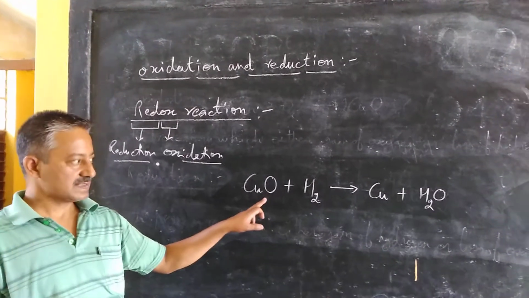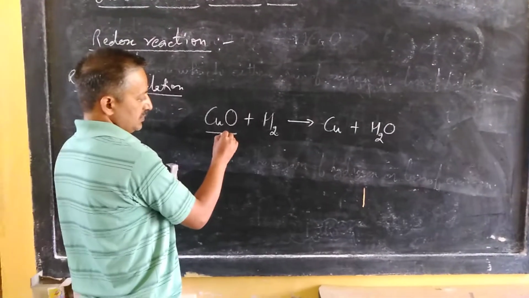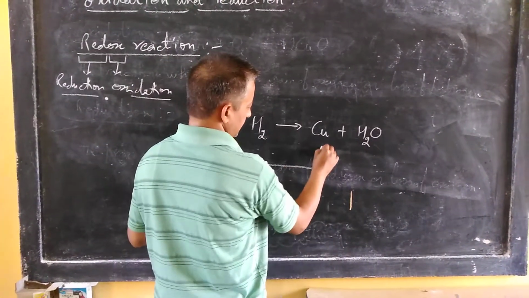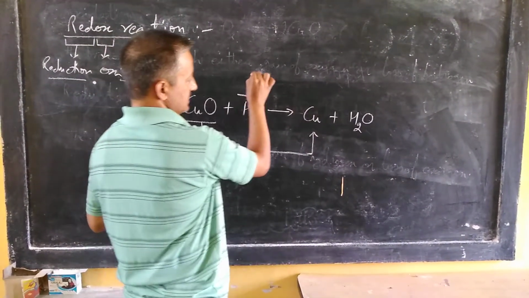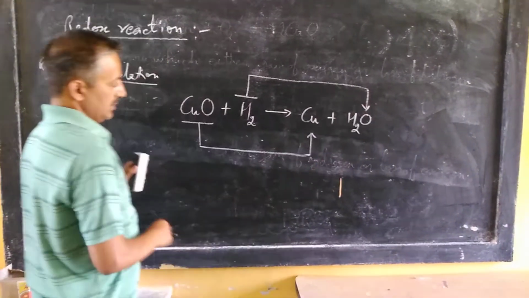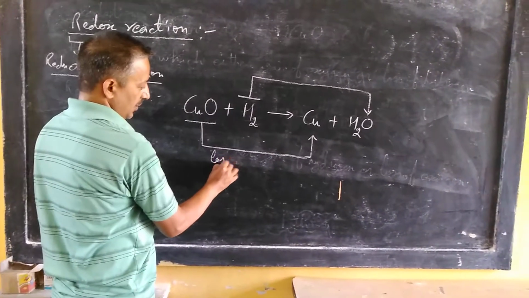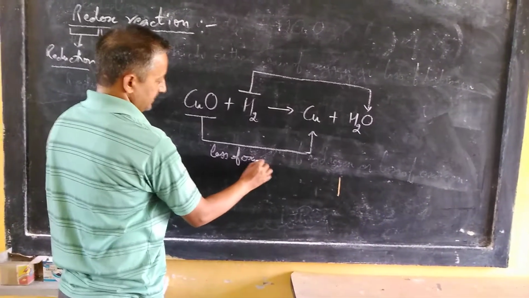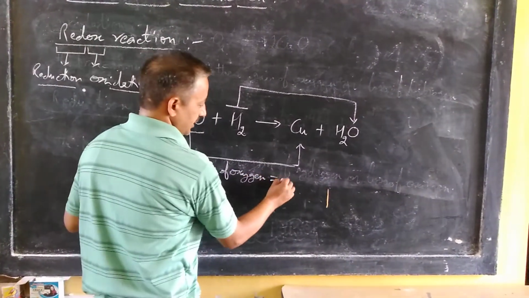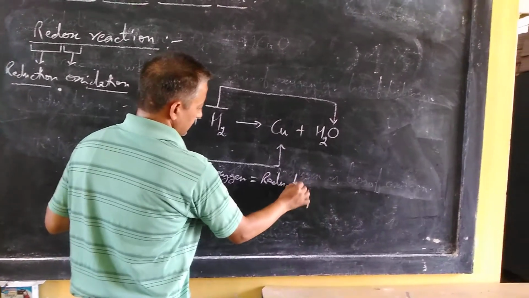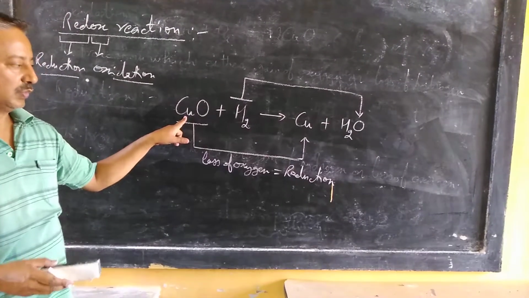Now the same example is an example of redox reaction. Now see how we will check. CuO has changed into Cu. Similarly, H2 has changed into H2O. Now see, in this conversion, what has happened? Loss of oxygen. Now, gain of oxygen is oxidation and loss of oxygen is reduction. So we will say that this reaction represents reduction of CuO.